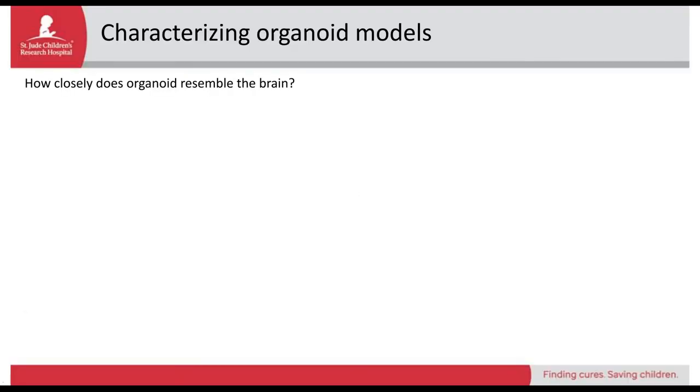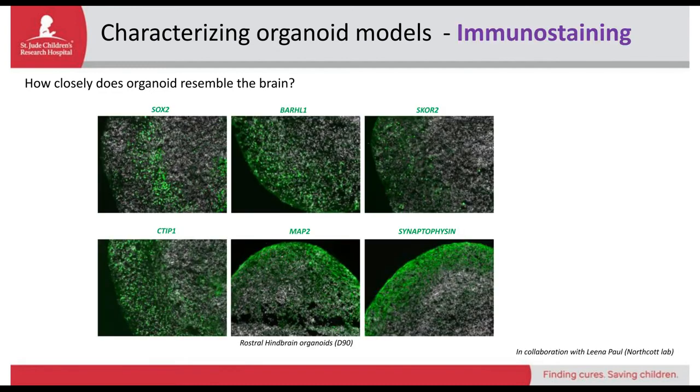Okay, so now once you have an organoid, the next step is to determine how closely this organoid resembles the region of the brain that you're trying to model or mimic. Now, characterizing these models involves three main aspects. There are several assays that you can do, but these are the three main aspects. The first one is immunostaining, which involves simply sectioning the organoids and staining them using antibodies against cell type specific markers and genes.